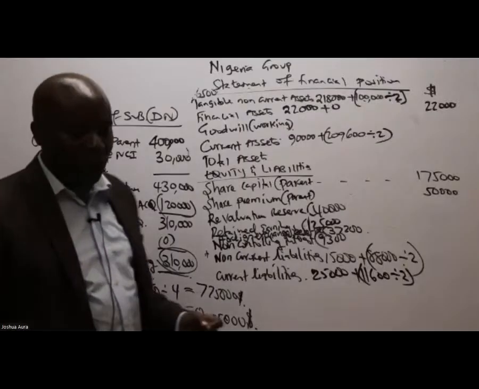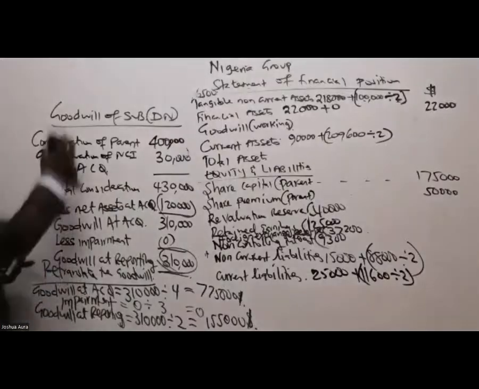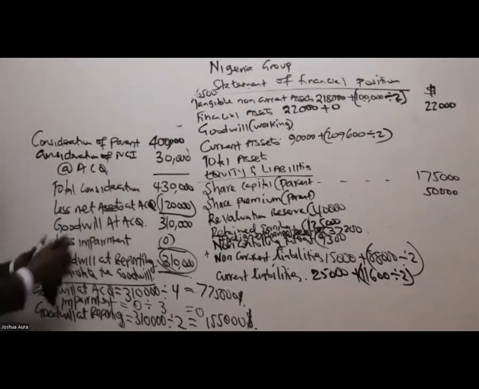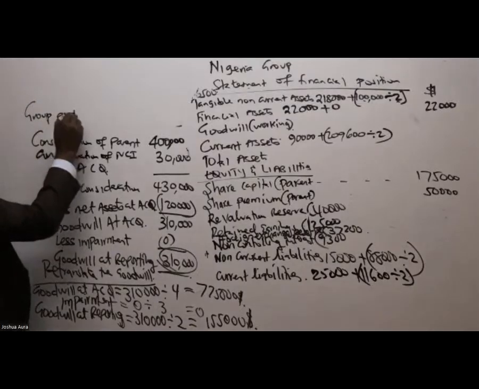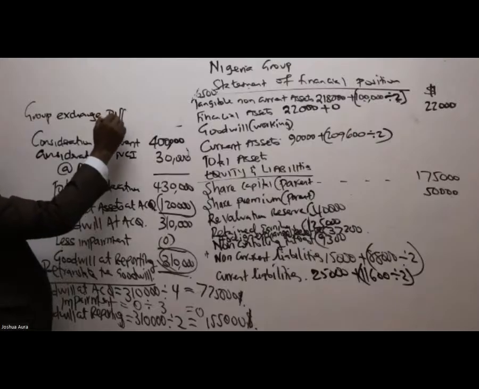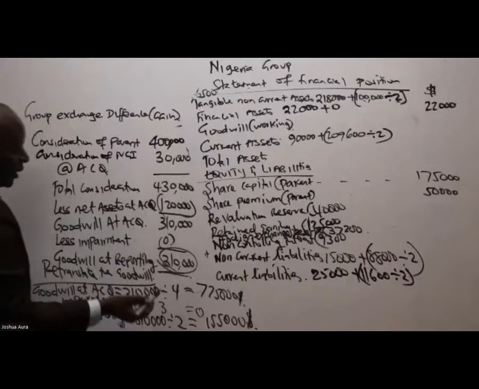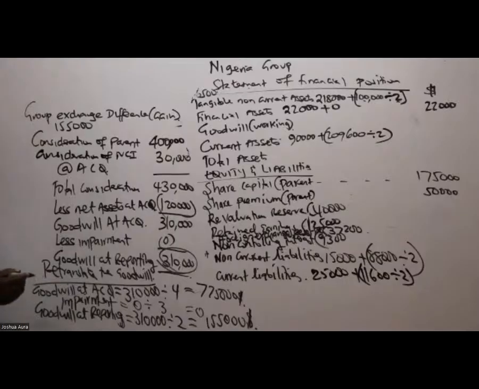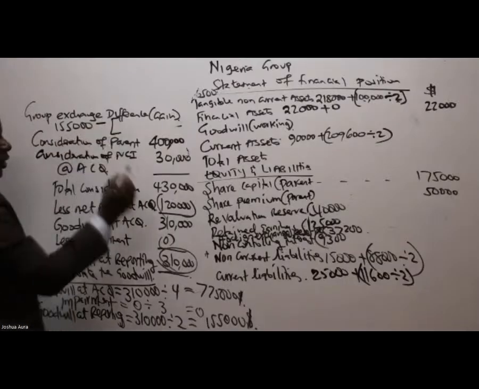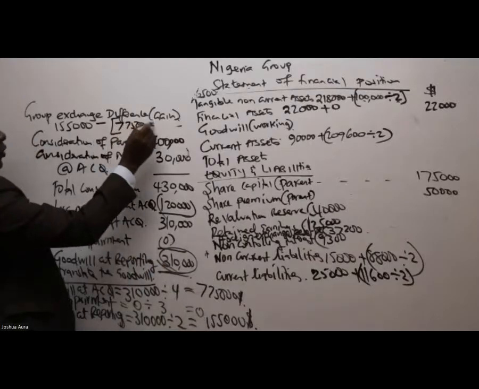The group exchange difference. I can see here, the group exchange difference for goodwill. So the group exchange difference, it's again, I will take in this case the closing. The closing amount is 155,000 minus these two added together, 77,500 plus 0. Just for your revision, just include there 0.